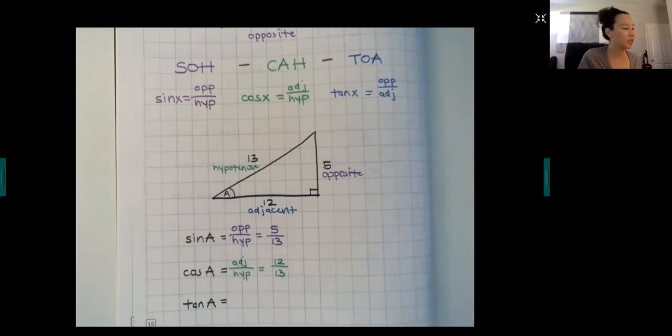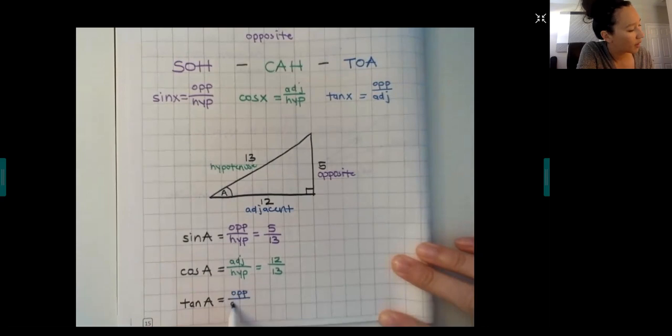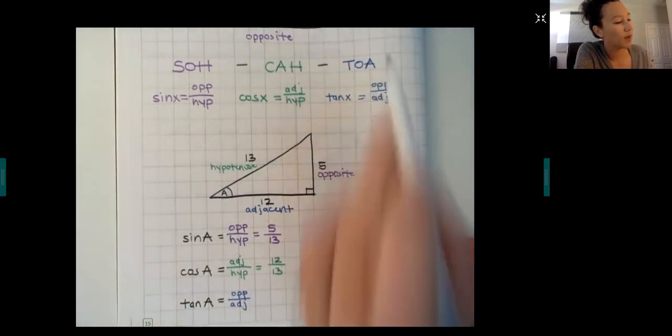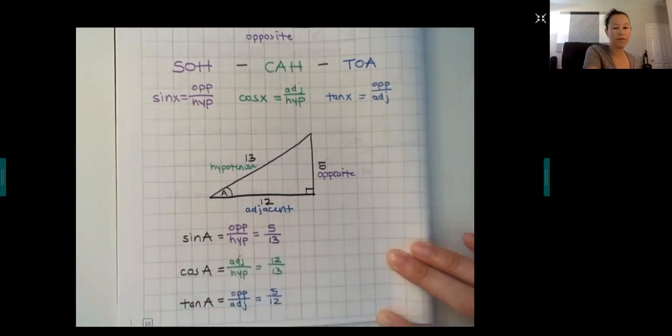Now to find the tangent of angle A, we need to divide the opposite side by the adjacent side. Tangent equals opposite divided by the adjacent. So our opposite side is 5 over our adjacent side, which is 12.